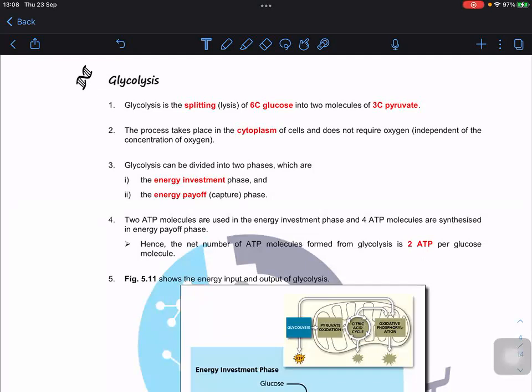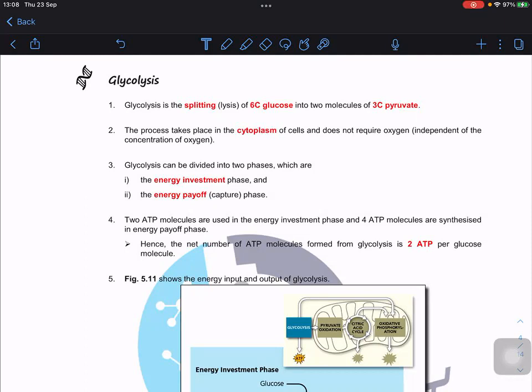Now, don't say that glycolysis only takes place in the absence of oxygen. Are you clear? It means that when there is oxygen present, glycolysis won't take place. It's wrong. Okay, be careful. We say that it is independent of the presence of O2. Whether O2 is there or not, glycolysis will take place.